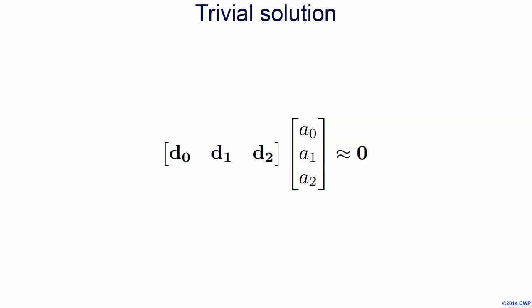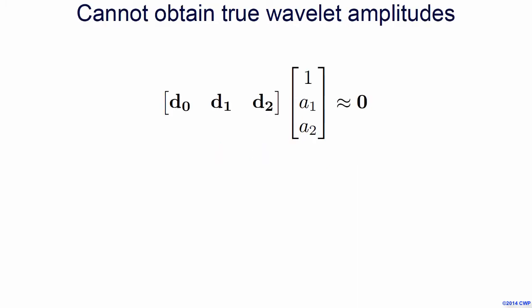So you may have noticed before that the matrix D times the vector A equaling the 0 vector has the trivial solution of A equaling 0. Well, we chose to get around this trivial solution by setting A0 equal to 1. Now I could have set A0 equal to anything. Let's say I set it equal to 100. Then the wavelet H that we would estimate would simply be scaled by 100, meaning that we cannot estimate the true amplitudes of our wavelets. We can only estimate their shapes.